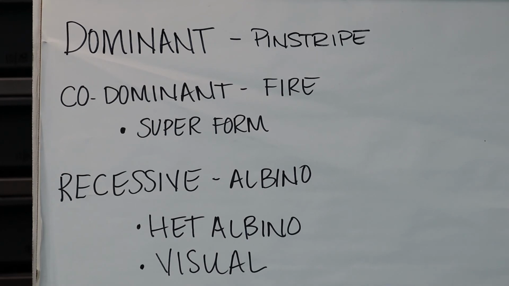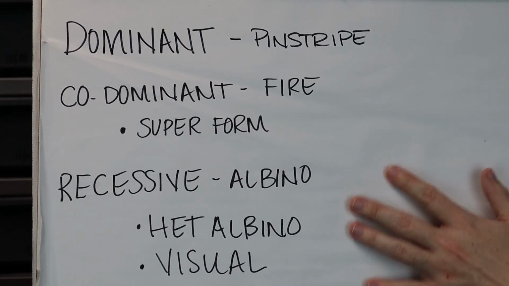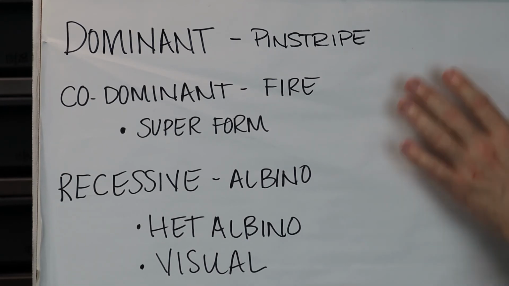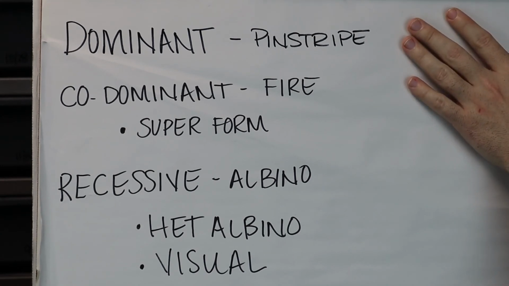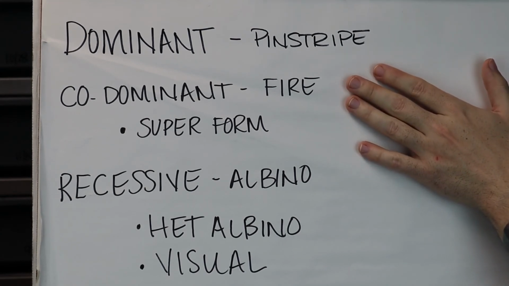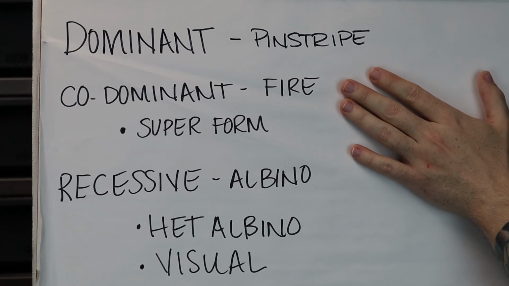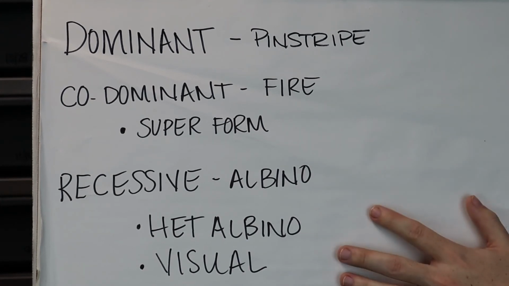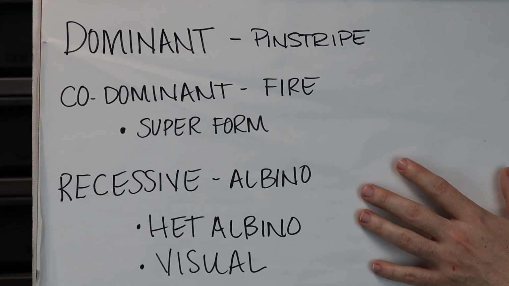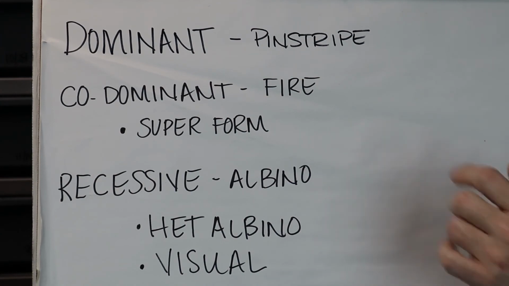In the next video, we'll dig further into recessive genes and how they work, because I think everybody should be pretty clear on how a dominant gene works. And codoms are very simple too, with just the ability to create a super form of that. But recessives, I think, are where people get hung up the most. So we'll dig deep into recessives in the next video.